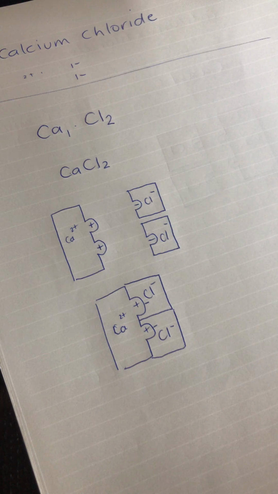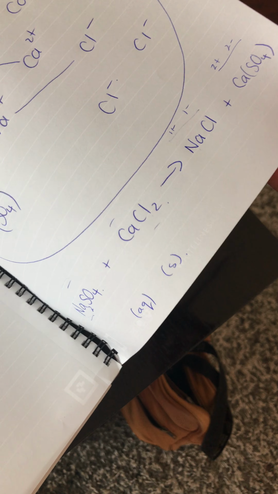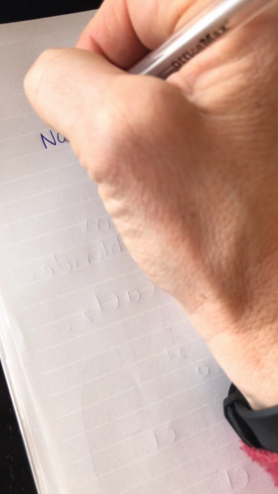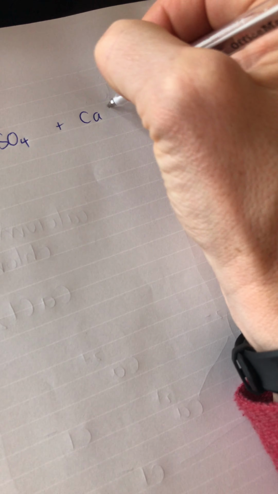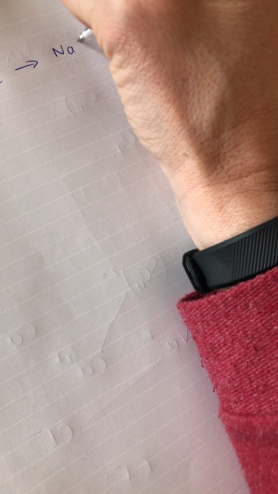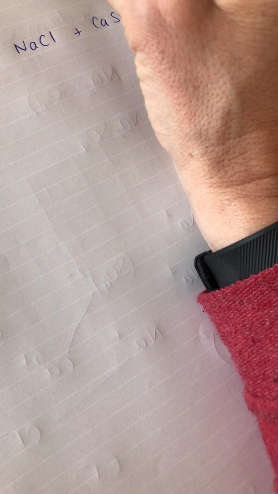Okay, now I'm going to go through balancing an equation. So I'm going to use that same equation that I just wrote. So sodium sulfate and calcium chloride makes sodium chloride and calcium sulfate.